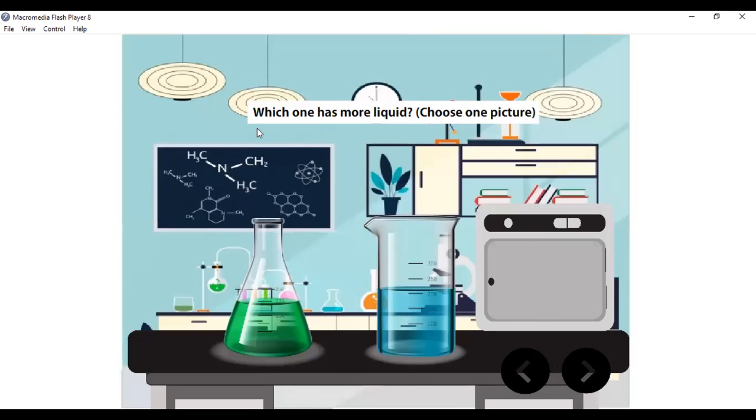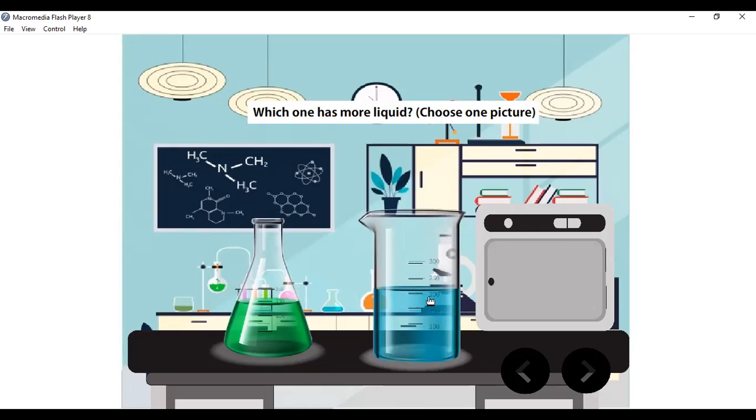And then the next is which one has more liquid. Students have to carefully look at the information on the bottle. The green liquid has volume under 200, and the blue liquid has volume upper than 200, more than 200.